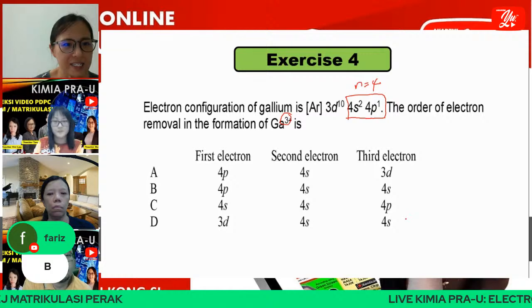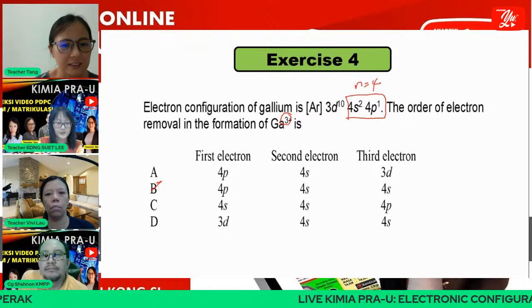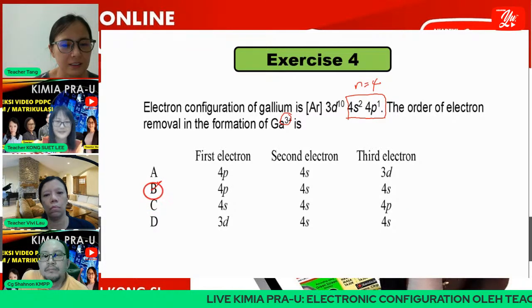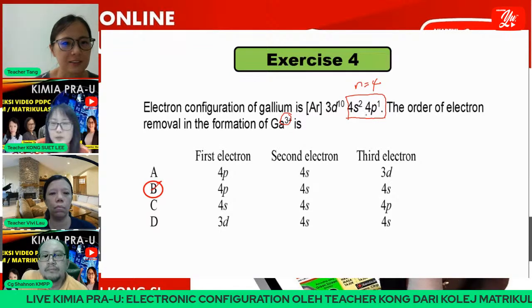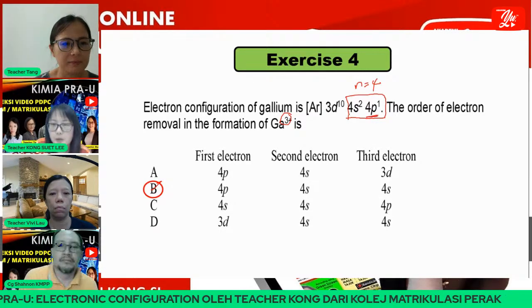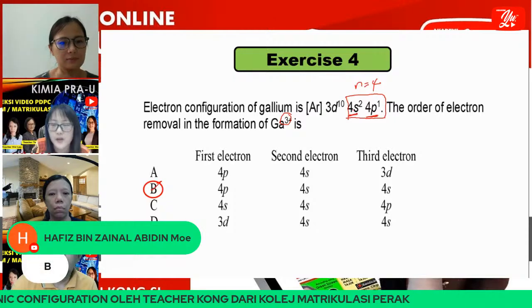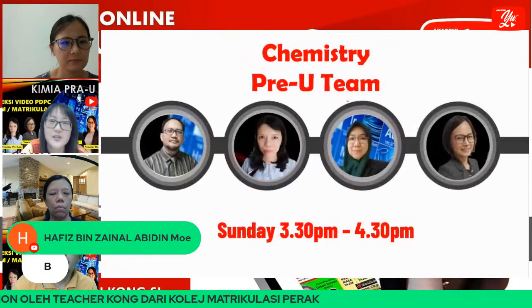Faris answer B. Okay. Is it? Check. Yeah, congratulations, Faris. The answer is B. We have to remove the first electron from the 4p orbital, followed by 4s2 and then 4s1. Okay, I think that's all for today.